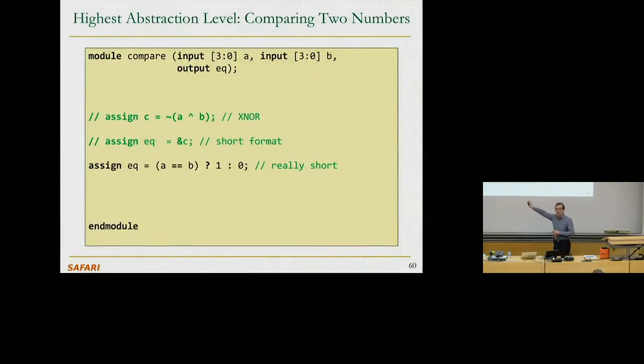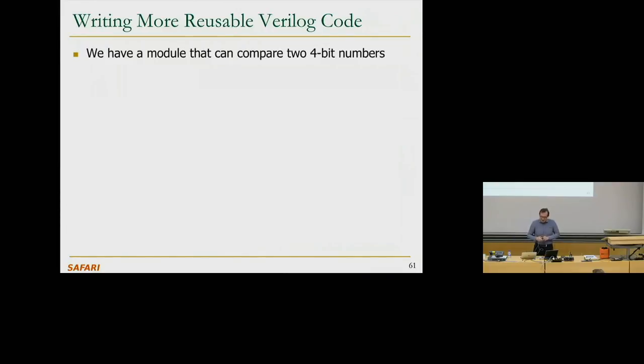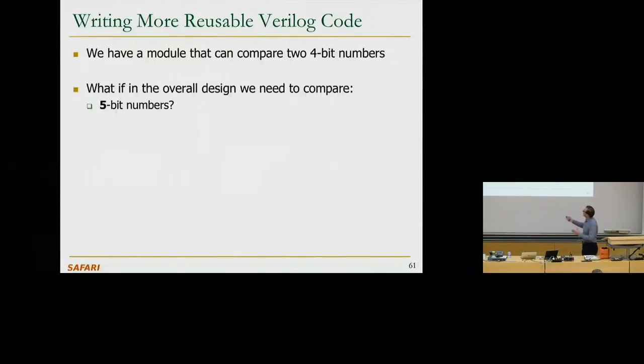Now you're at the mercy of the tool. If the tool has a very good implementation, that's nice. If the tool doesn't have a very good implementation, not so good. Okay, basically, what if you want to actually generalize this to 5-bit number comparison, 6-bit number, n-bit number comparison?